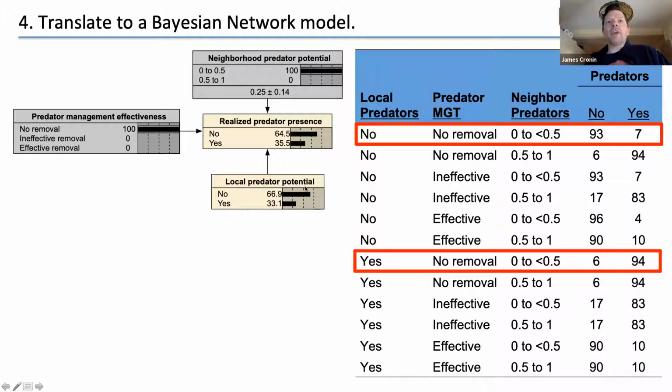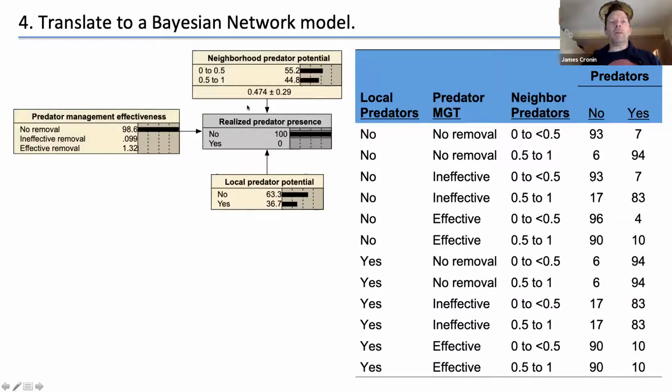When we look at local predator potential itself, there's a high probability that it's no, but there's a decent probability that predators might be there. These probabilities are accounting for all of the uncertainty within the local predator potential conditional probability table. So there's a table that underlies this one as well, and hence all the other variables that are influencing local predator potential within the larger network. So it's propagating and accounting for that uncertainty in order to make this prediction. We can also do backwards inference. We could hypothesize that realized predator presence is no, and then infer what the most probable states of the other variables in the network are.